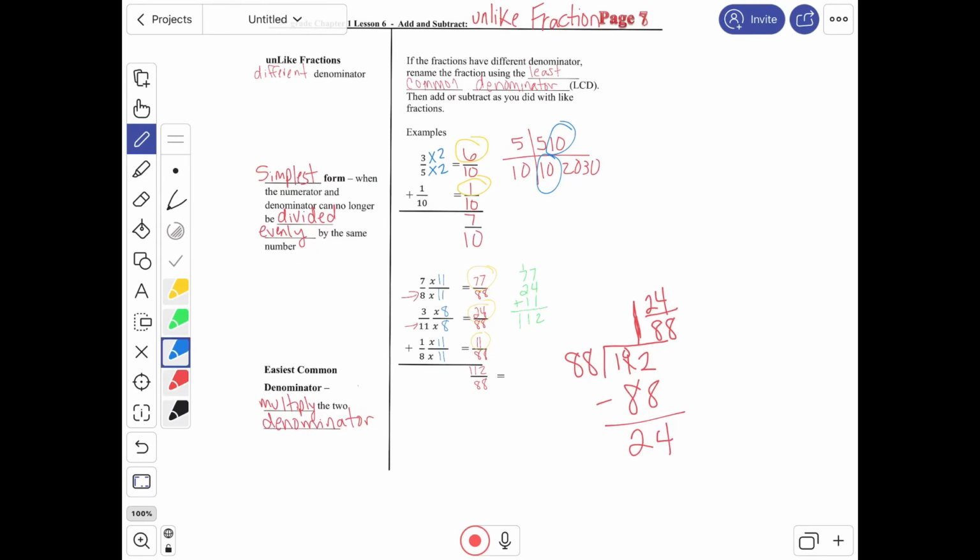They're both even, so 2 would work, but something bigger might be 8. They both can be divided by 8. 24 divided by 8 is 3. 88 divided by 8 is 11. And then I really want to make sure to move that whole number over because they go together. They're a family. They can't be broken up.